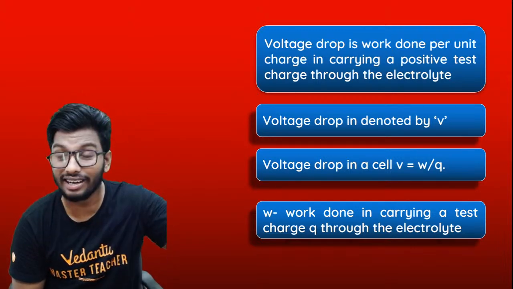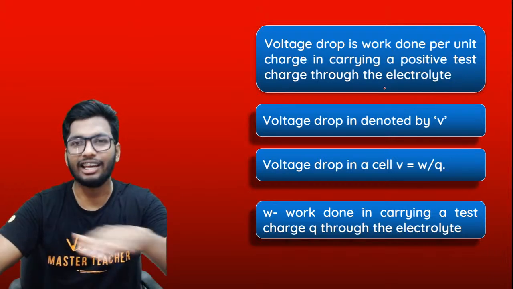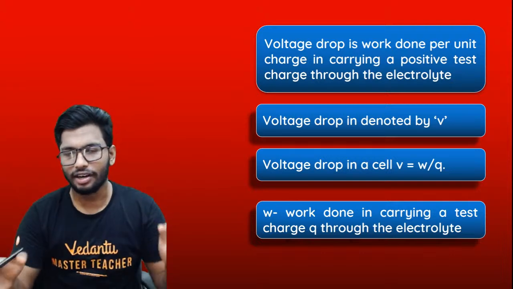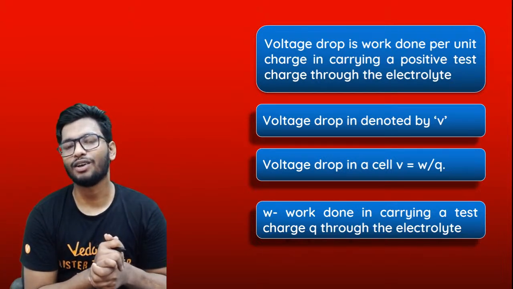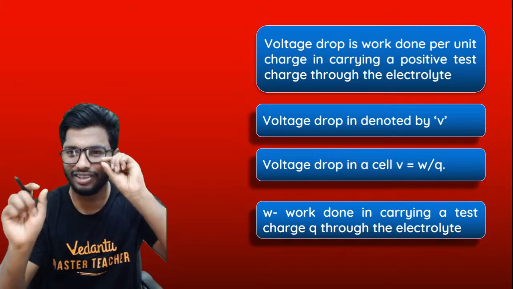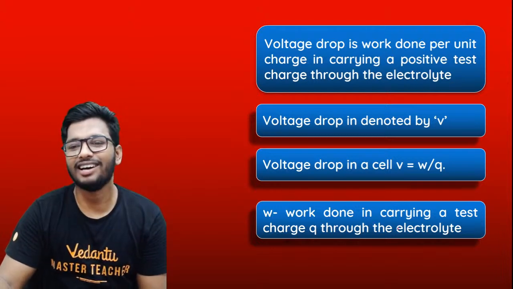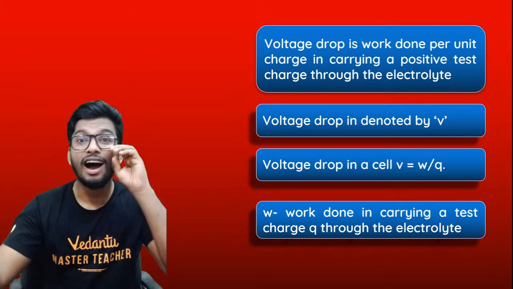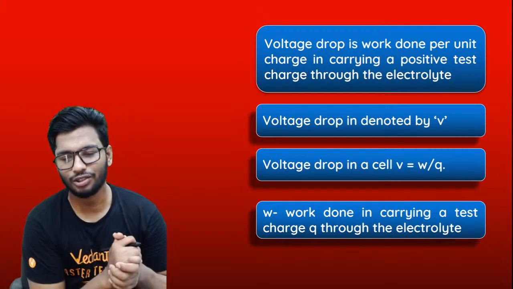But again, if you have to define it, voltage drop is nothing but the work done per unit charge in carrying a unit positive charge through the electrolyte. Within the electrolyte, what is the amount of work done to move it? If we talk about an electrolytic solution, that is within the cell itself, that is what is called your voltage drop, denoted by small v. Formula is small w by Q, which is the work done in carrying a unit positive charge through the electrolyte. When I say electrolyte, within the cell itself, how much work is to be done to carry it from one point to another, that is what is called voltage drop.